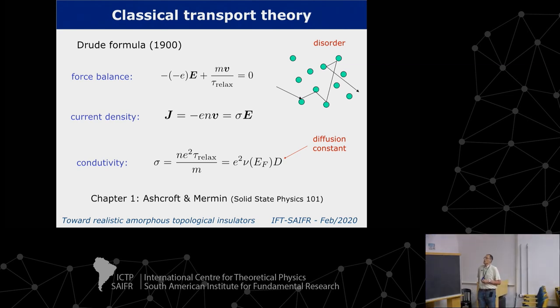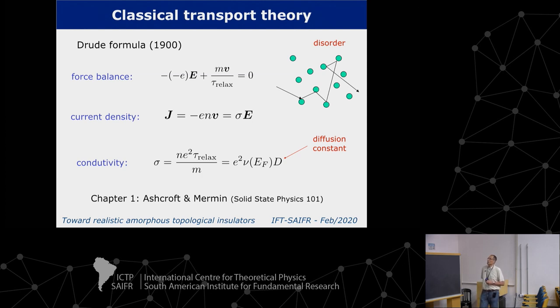If I want to compute the classical transport theory of any kind of material, in particular a metal, then if I put a bias here, I have an electric field forcing a drift of the electrons through a disordered landscape. There is a force acting on the electrons, and there is a drag that won't allow them to accelerate indefinitely. If you put the balance between the two, you will readily write the current density, and the proportionality between the electric field and the current density is this conductivity. This is the standard expression that was derived more than 100 years ago.